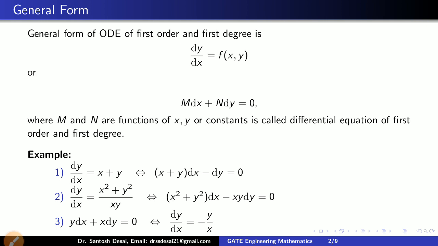So here these two forms, that is dy by dx is equal to f of x, y or M dx plus N dy is equal to 0, are the general forms of ordinary differential equation of order 1 and degree 1, and note that both the forms are interconvertible. That is, if the given equation is in the form of dy by dx, one can write it in the form of M dx plus N dy equal to 0 and vice versa. Now let us consider the variable separable method.